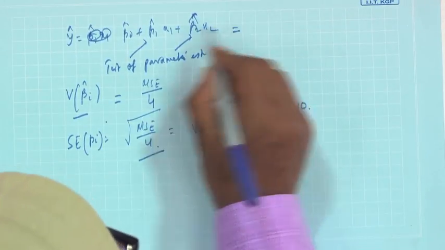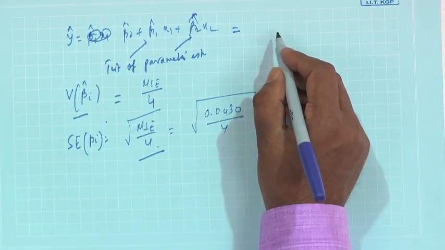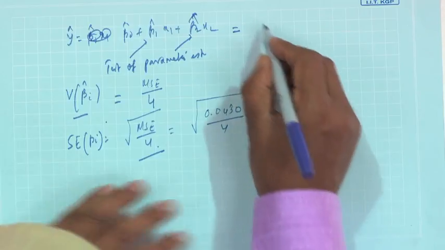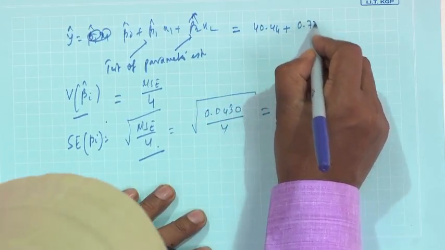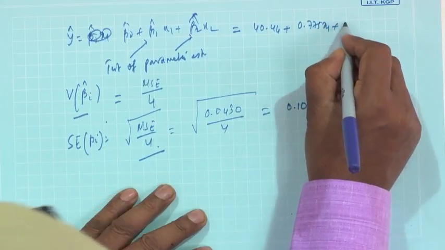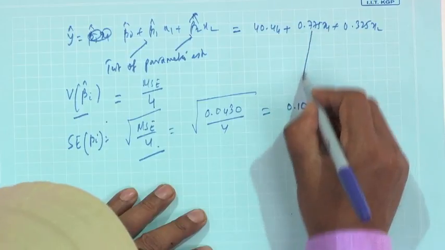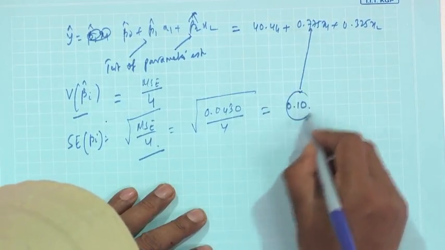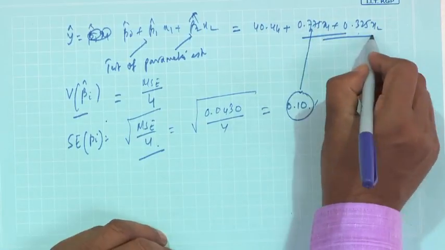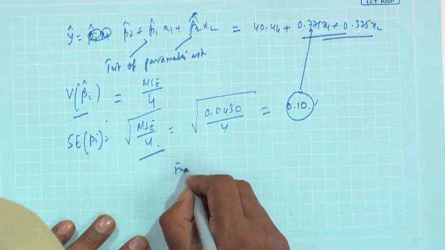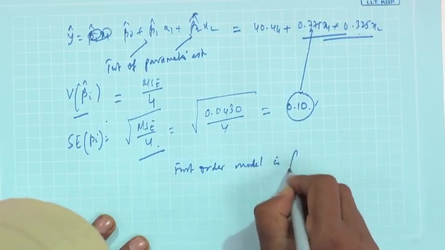Now, the estimated regression coefficient values: this is 40.44 plus 0.775 x 1 plus 0.325 x 2. So, with reference to the estimated values, the standard error is very low, and using the t test you will find out that they are significant. So, the first order model is fit.